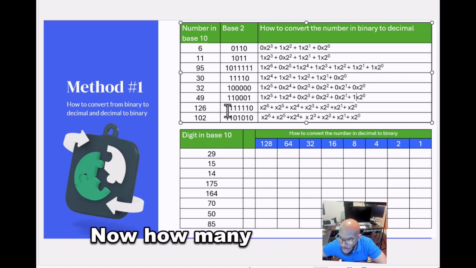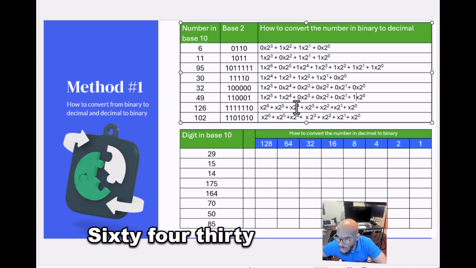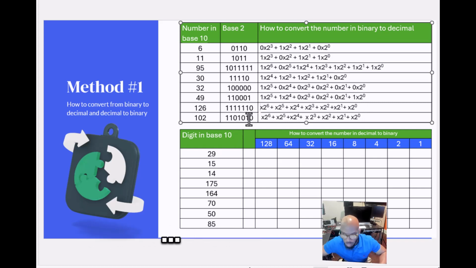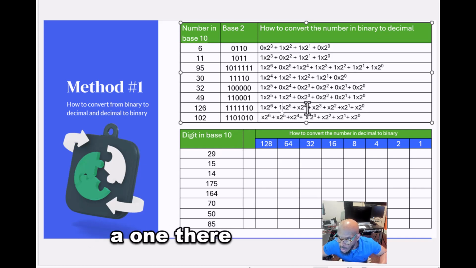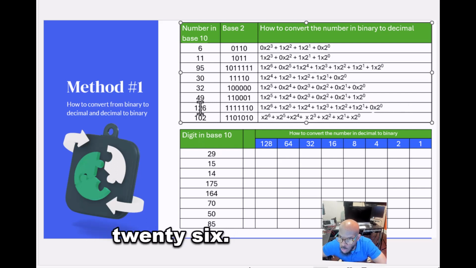Now, how many bits do we have in this one? 1, 2, 3, 4, 5, 6, 7. So our weights are going to be what? 64, 32, 16, 8, 4, 2, 1. Then we're going to take each one of these numbers, put them in here, and multiply them. We got a 1 there, we got a 1 there, we got a 1 there. Let's see, we got a 1 there, 1 here, 1 here, and a 0 here. So when you multiply them and add them up, you get 126.